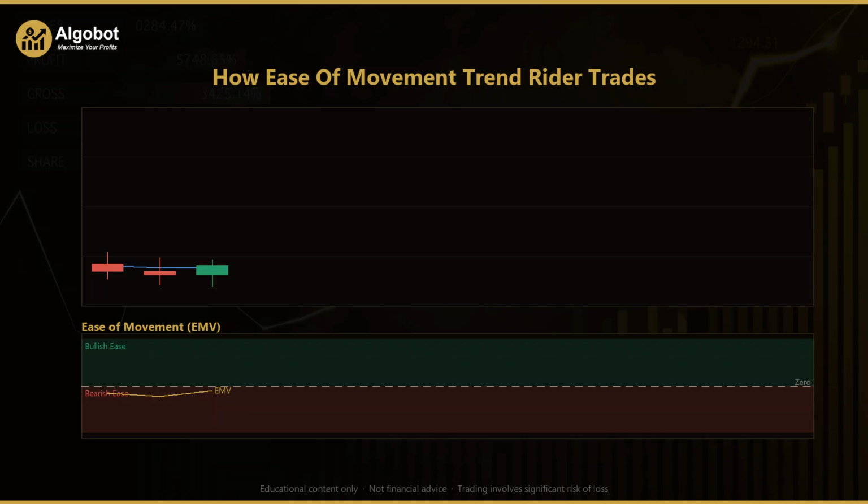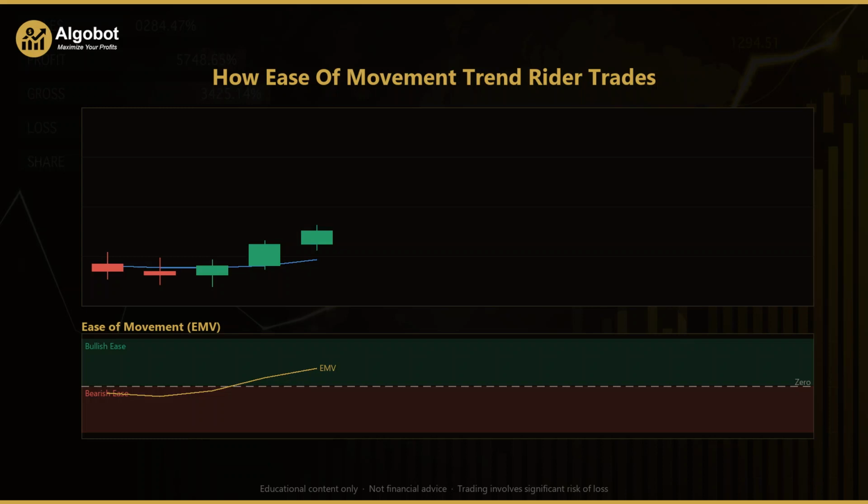Watch the opening candles on the left. Price is drifting sideways in a tight range, and the ease of movement reading is hovering just below zero. There's no clear direction here, so the strategy stays patient and waits. This is exactly the kind of churn the three-part filter is designed to sit out. Then things begin to change.